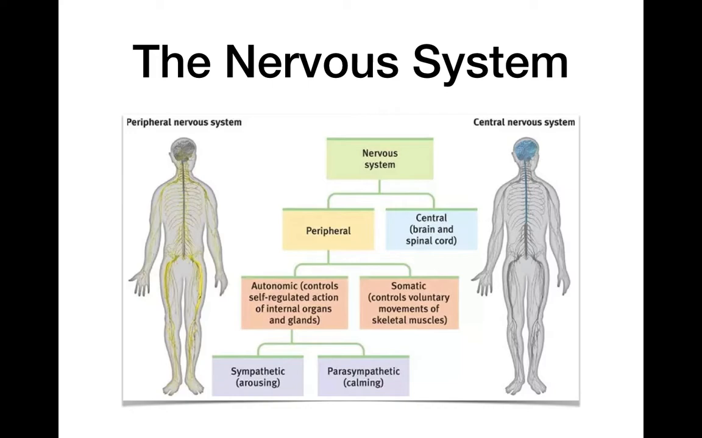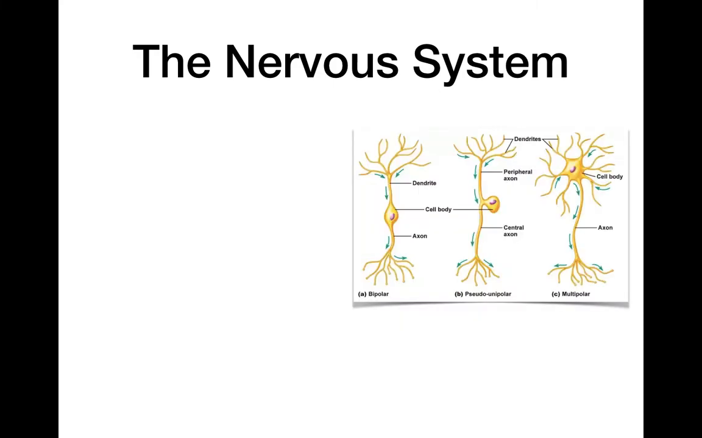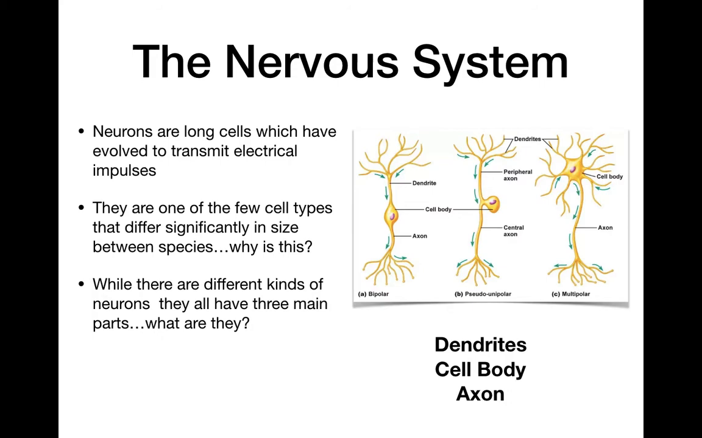Okay, so we have the autonomic, the self-controlled things you're not thinking about, and the somatic skeletal muscle, where we're actually constantly thinking to move those things in the nervous system. Okay, so we talk about neurons having different parts. The main three parts of neurons is they all have dendrites, where they're going to collect signals from other neurons.